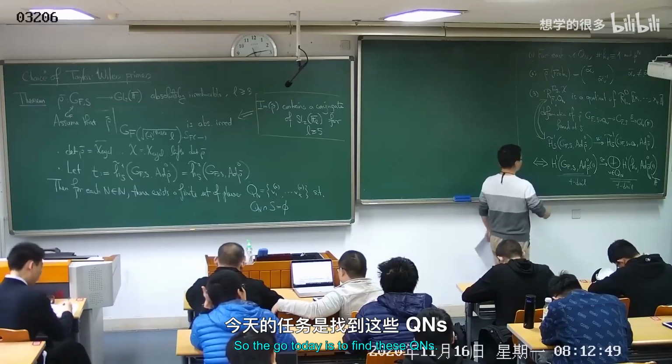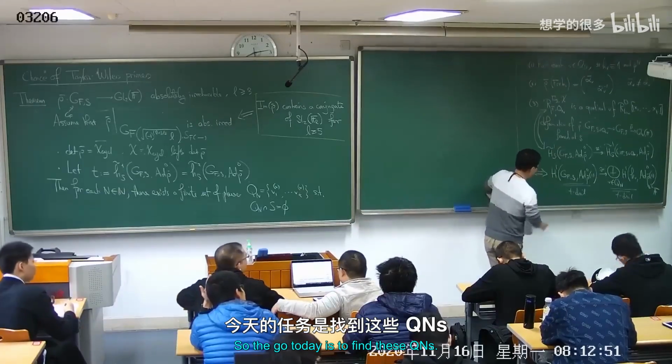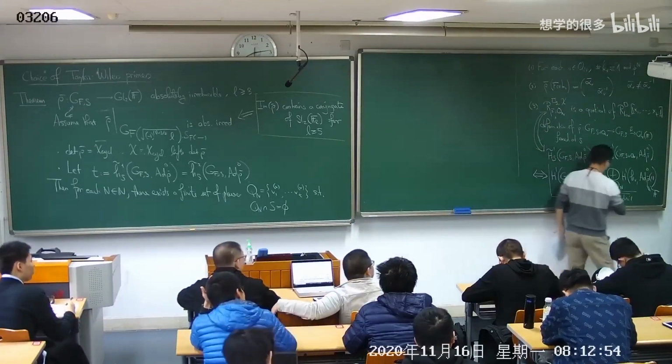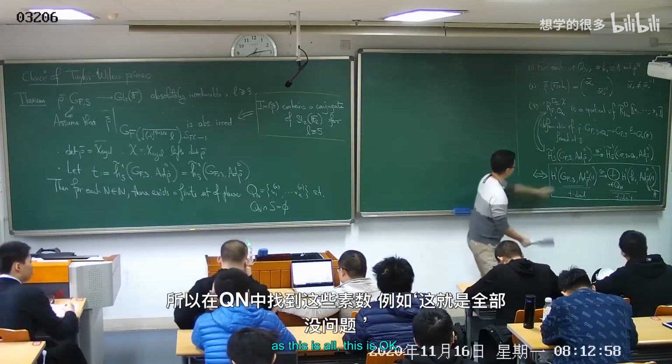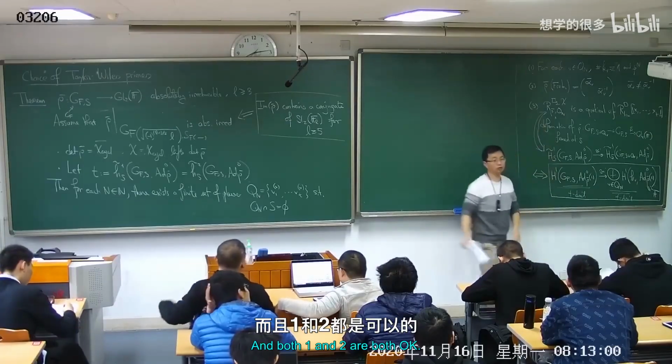So the goal today is to find these Qn's. So find these primes in Qn such that this is okay, and both 1 and 2 are both okay.